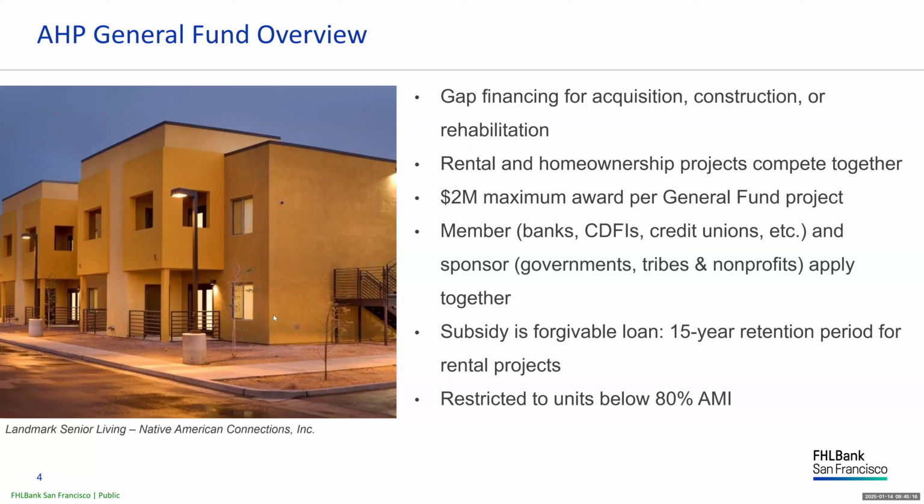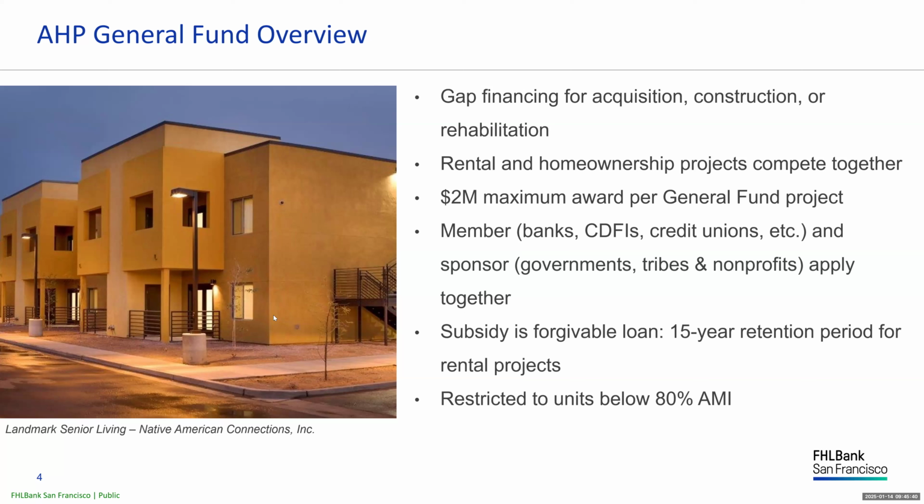Because members and sponsors apply together, they are partners throughout the life of the award. If you are really struggling to find a member to partner with, we can help put you in touch with a member bank in your area. However, it is usually easiest to partner with an organization you already have a relationship with. A complete list of our members can be found on our website. If you need help finding a member bank for your project, please reach out to us offline.